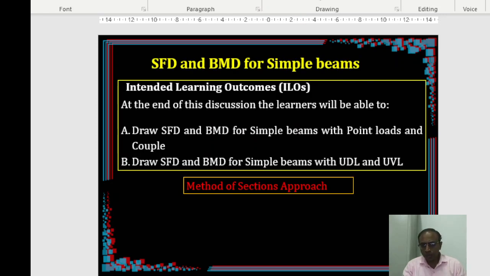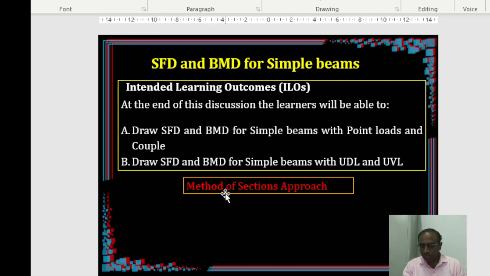I am hoping that by the end of this discussion we will at least be able to draw the shear force and bending moment diagram for simple beams with point loads and couples, as well as with uniformly distributed load and uniformly varying load.